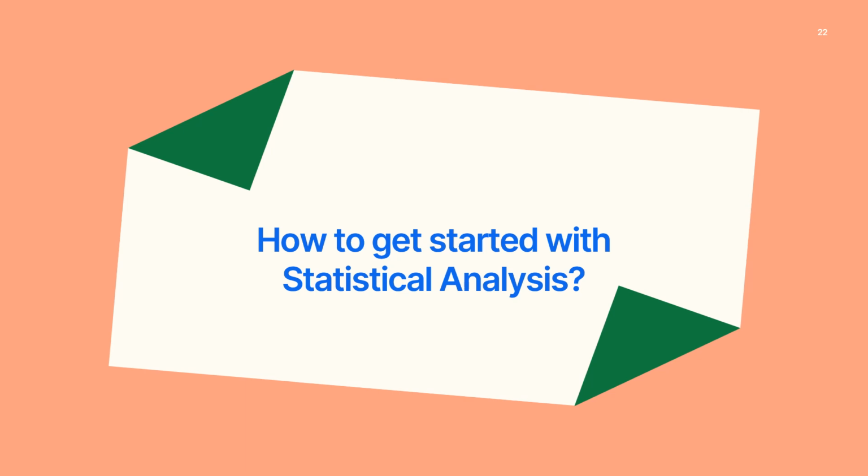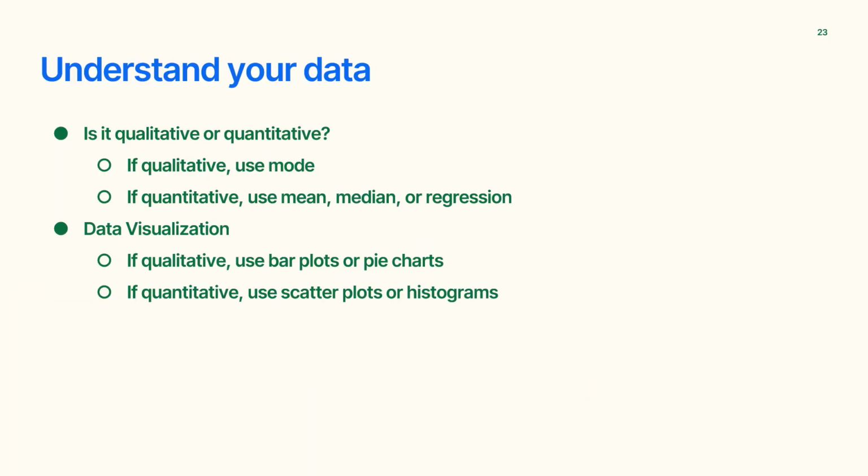Lastly, we'll talk about how to get started with statistical analysis. The first step is to understand your data. Ask, is it qualitative or quantitative? For qualitative data, use tools like the mode, bar plots, or pie charts. For quantitative data, you'll use mean, median, regression, and visualizations like scatter plots and histograms.